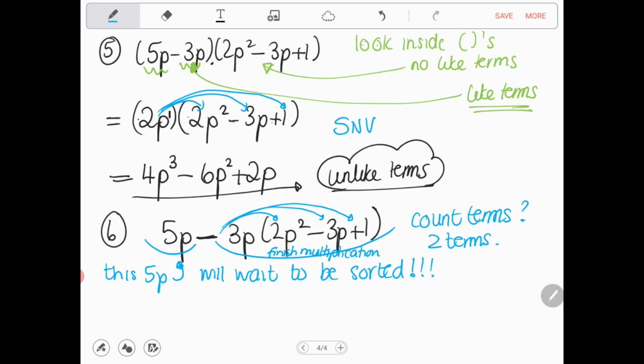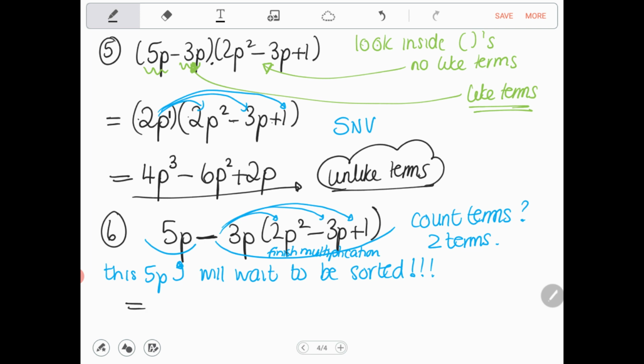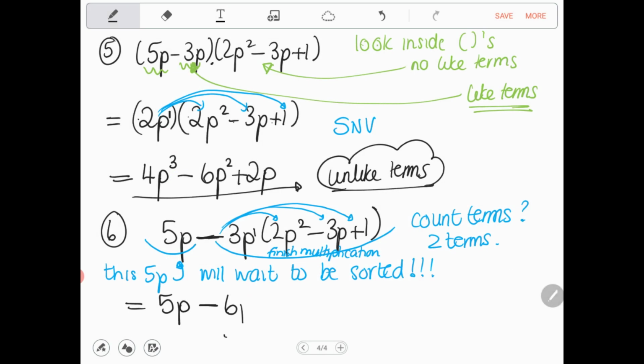Finish multiplication here, and the 5p is going to wait. So let's just write that 5p down. And then we're going to do our distribution of the negative 3p. So we have negative times a positive would give me a negative. 3 times 2 is 6, and p times p squared is p cubed. All right, so that's the first one.